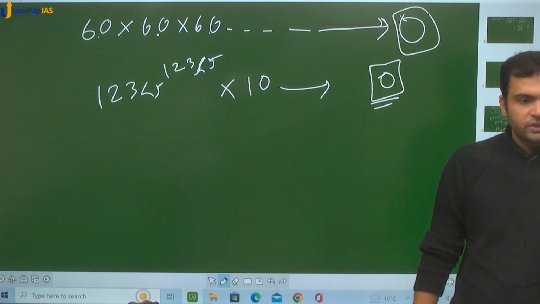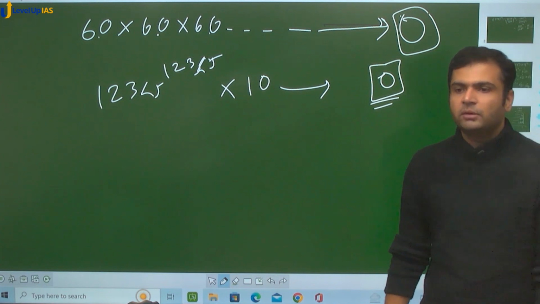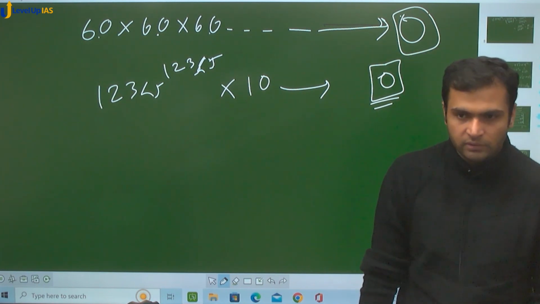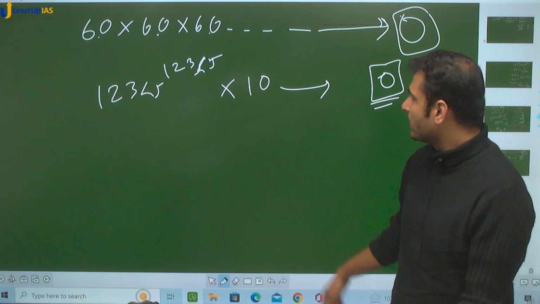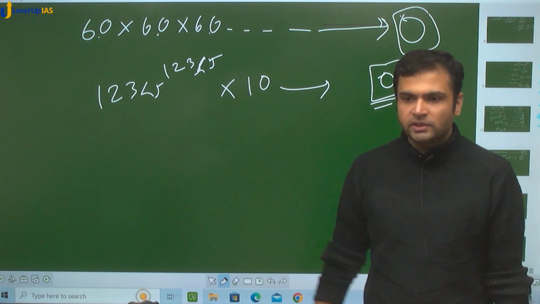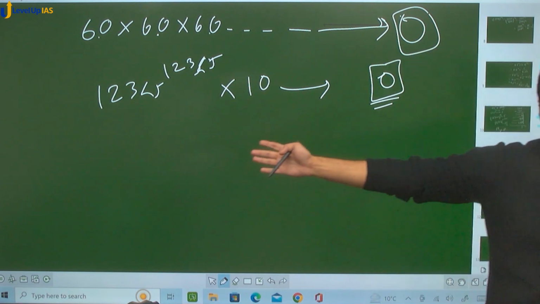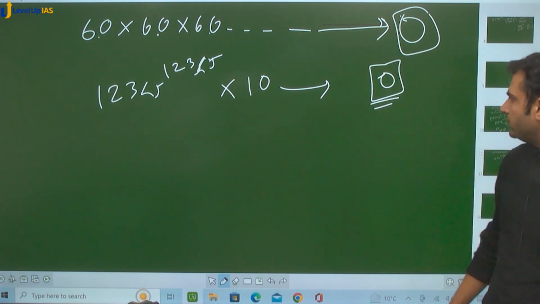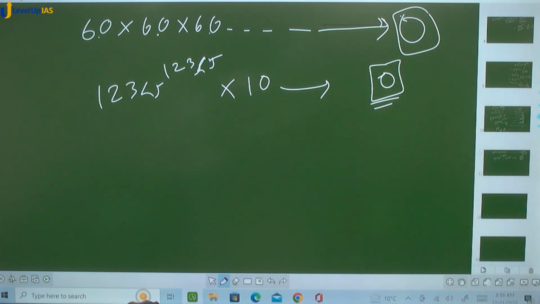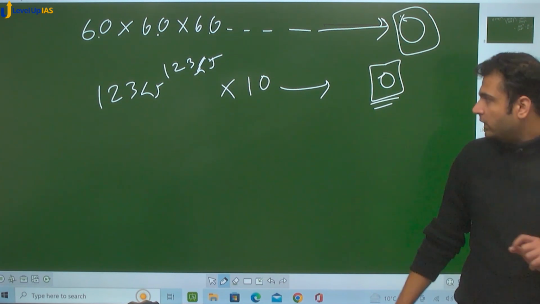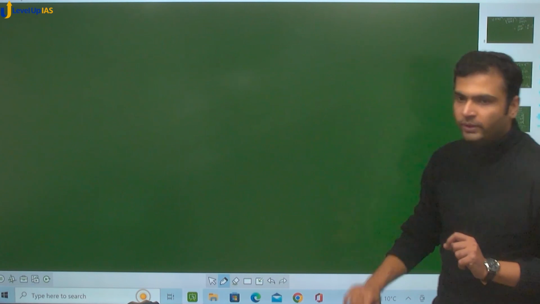In the question we saw, we were trying to find the remainder when that particular number was divided by 10. It was the same as finding the units place. If the units place is 0, the number will be divisible by 10. Right? But what if we don't have 5 at the end?